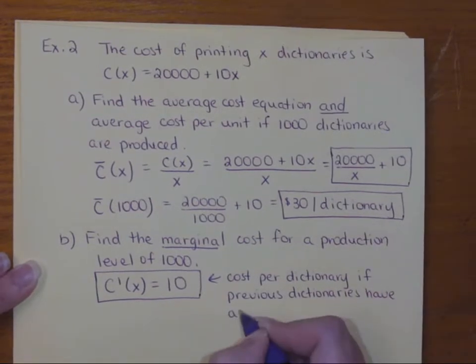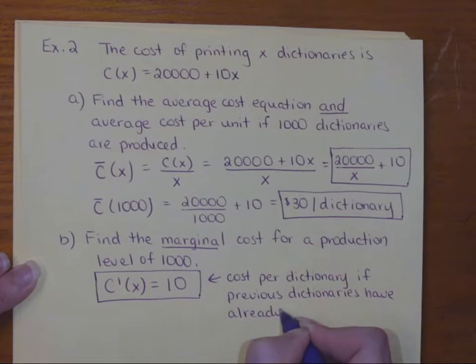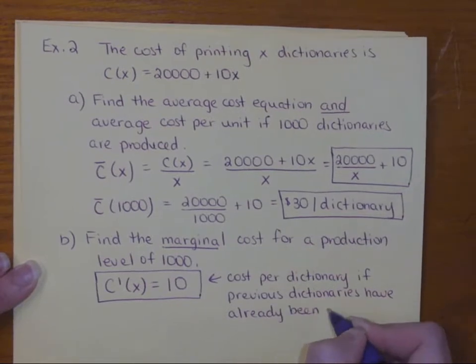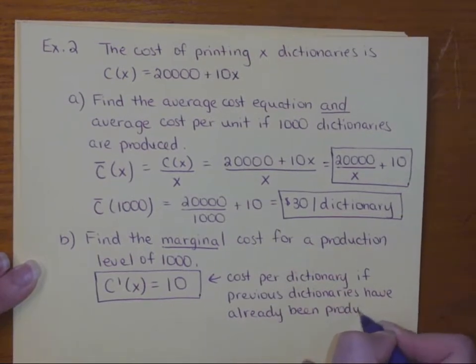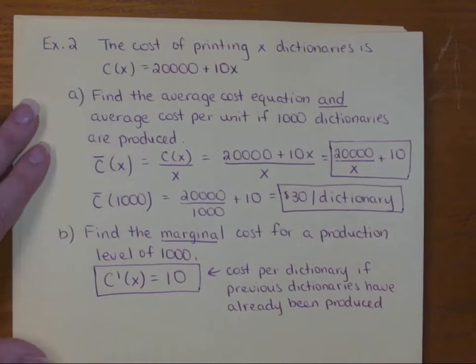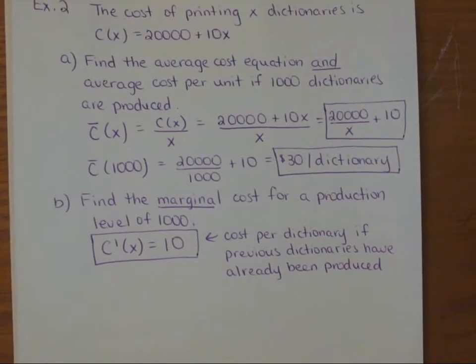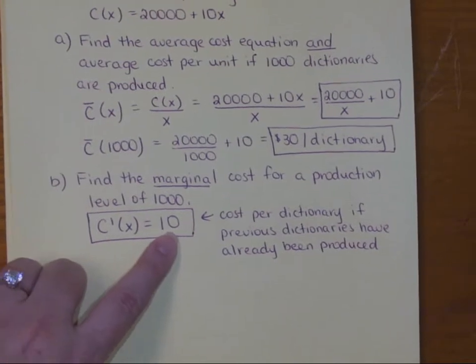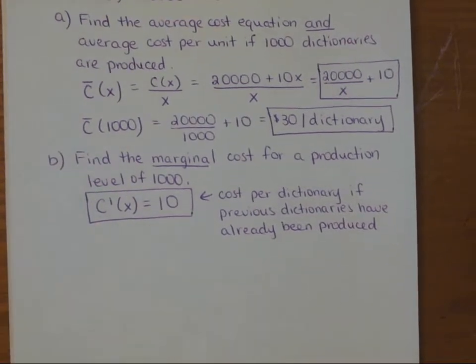Or I'm just going to say if the previous dictionaries have already been produced. So in other words, we're ignoring the cost of the first 1,000 dictionaries. This is going to be the cost of the next one. Okay, so if we already paid for the first 1,000 dictionaries, if we want to make one more, let's say, at this level, it would cost us $10.